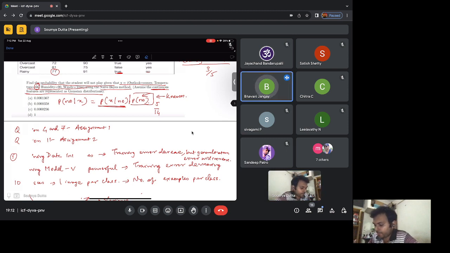Right, if they ask about MAP, maximum probability, then no need to divide by the denominator. If they ask for the exact probability number, you should ideally divide. Okay, got it. Thank you.